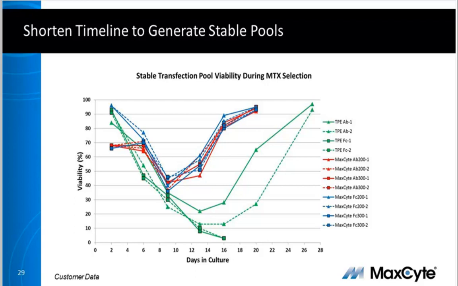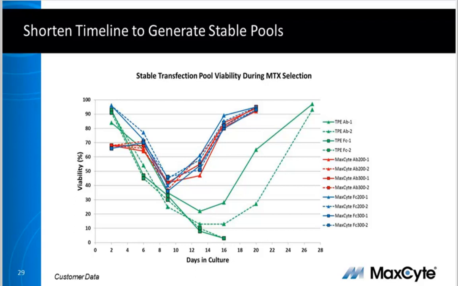In this slide, customer data are summarized for 12 independent transfections. 4 performed via chemical transfection, which are shown in green, and 8 performed via Maxcyte electroporation, which are shown in red and blue. Half of the transfections for each method were for the expression of a full IgG, while the other half were for the expression of an Fc fragment. 2 of the 4 chemical transfections, specifically those transfected with an Fc expression plasmid, did not fully recover, with almost complete cell loss at day 16 post-transfection.